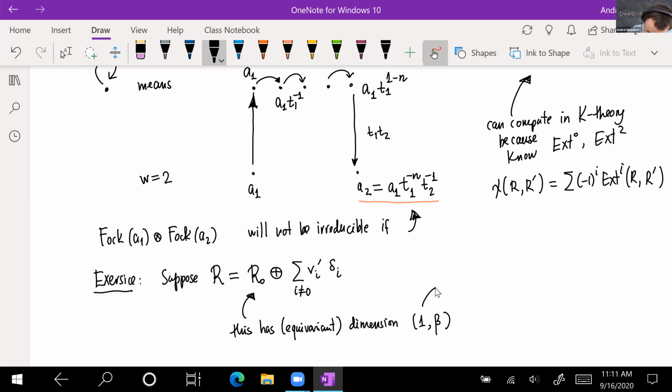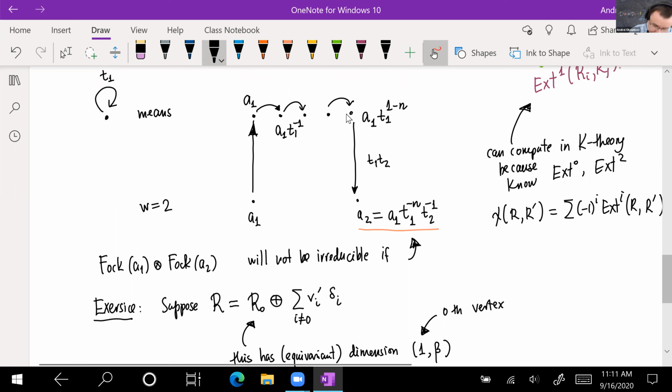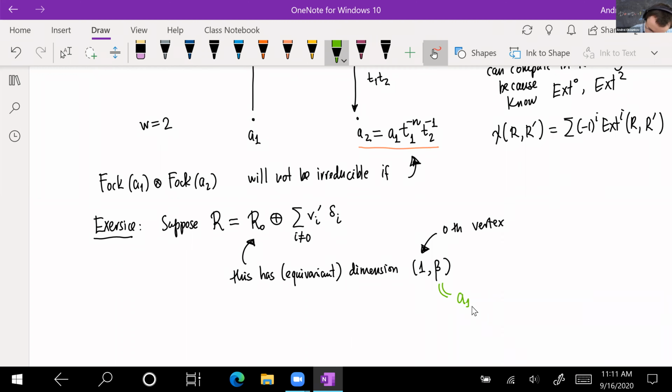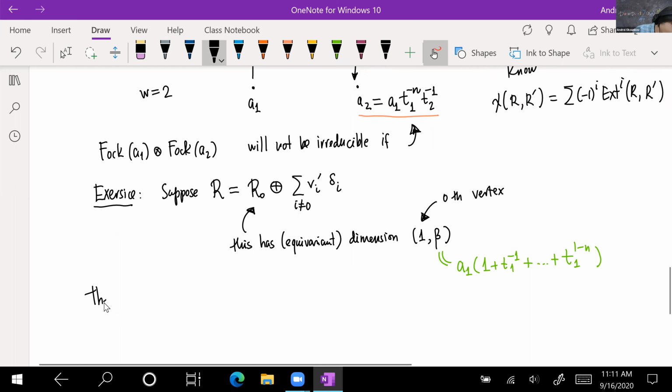So this is the 0th vertex. We use it, and some beta. And in our example, this means this is this space. So in our example, this beta is this A1 times 1 plus T1 inverse plus T1 to the 1 minus n. And this is okay. Then this quiver is the same up to loops at the 0th vertex.